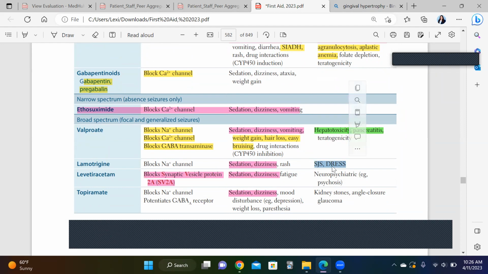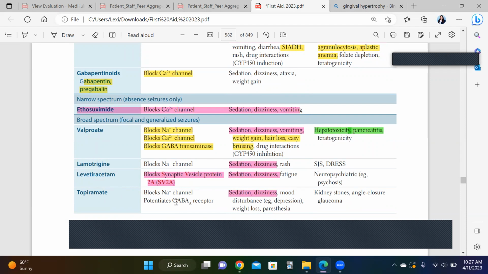Okay. Lamotrigine also can cause Stevens-Johnson syndrome and DRESS syndrome. You're noticing that these things usually go together. It also has a rash. So the spectrum can be a rash, it can be a full-blown Stevens-Johnson syndrome. Levetiracetam, Keppra, can cause neuropsychiatric effects, aka psychosis. Okay.